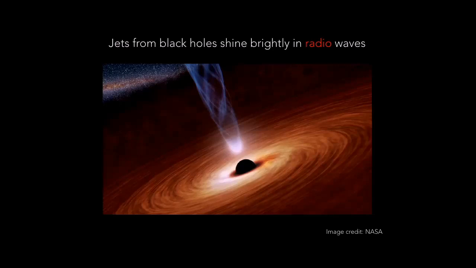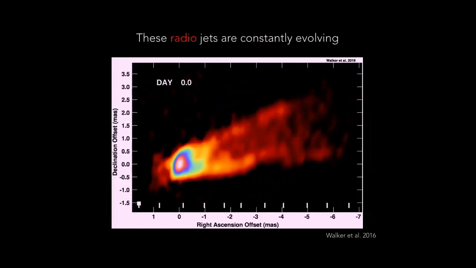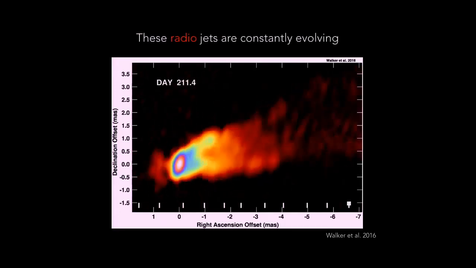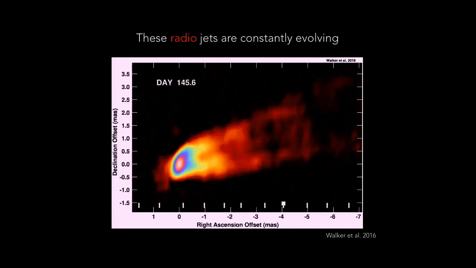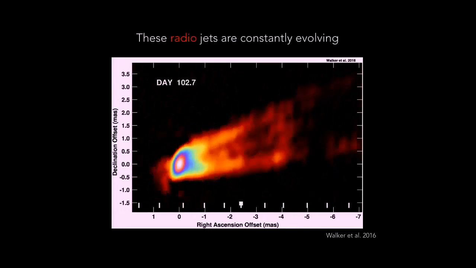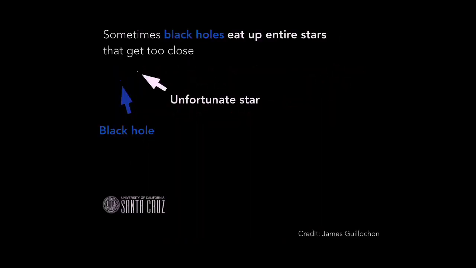And it turns out that these jets are actually constantly evolving. So here's an actual video taken from real data of the black hole at the center of this galaxy called M87. And you can see this animation here. It's sort of frothing and bubbling, and the black hole is shooting out all of these ever-changing jets as a function of time. And these jets are often provoked by gas being swallowed up by the black hole.